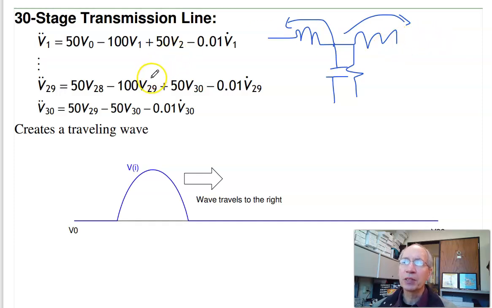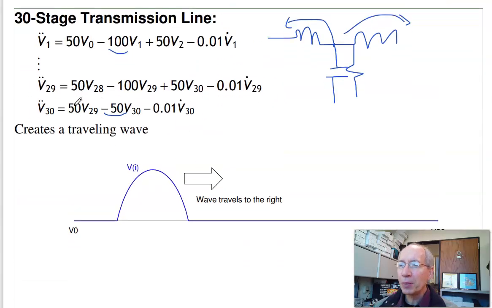The last node is a little bit different. I only have 1 over LC. So basically, I lose 100 units of current on node 1. 50 goes left, 50 goes right. At node 30, I lose 50 units of current. All 50 goes left. There is no right. What that does is that creates a traveling wave.